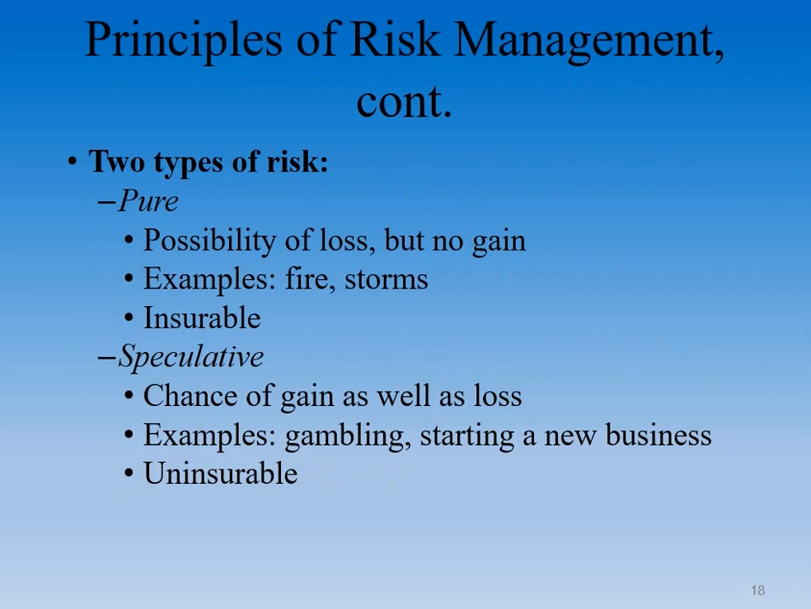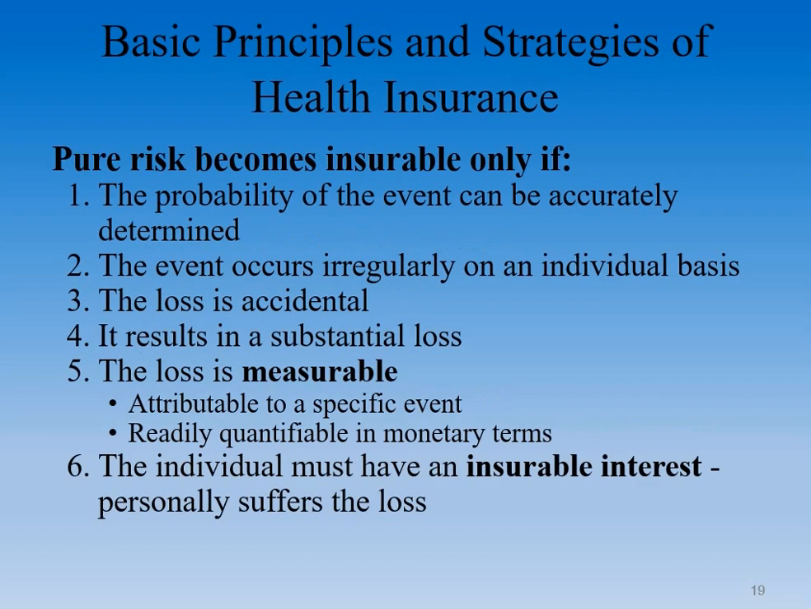Moving on, there are two types of risk. There's pure risk and speculative risk. Pure risk involves the possibility of loss, but no gain. Examples are fire, storms. These pure types of risk are insurable. Speculative risk is chance of gain as well as loss. Examples are gaming and starting a new business. All these types of speculative risk are uninsurable.